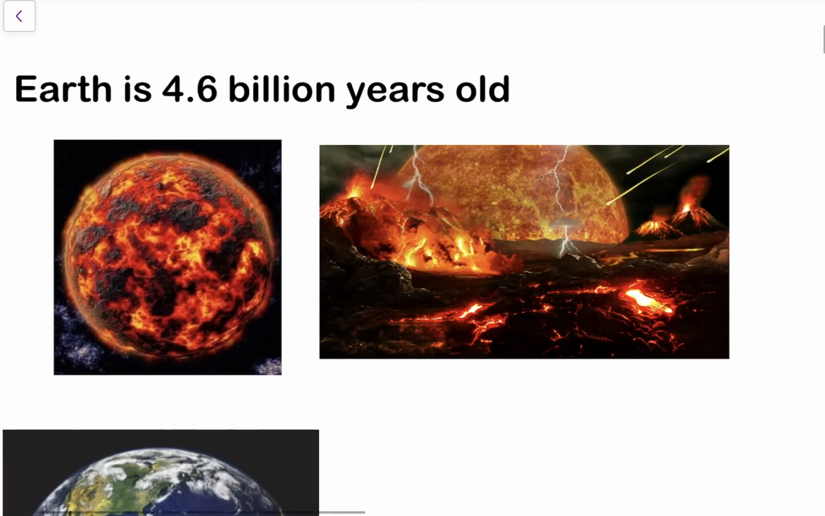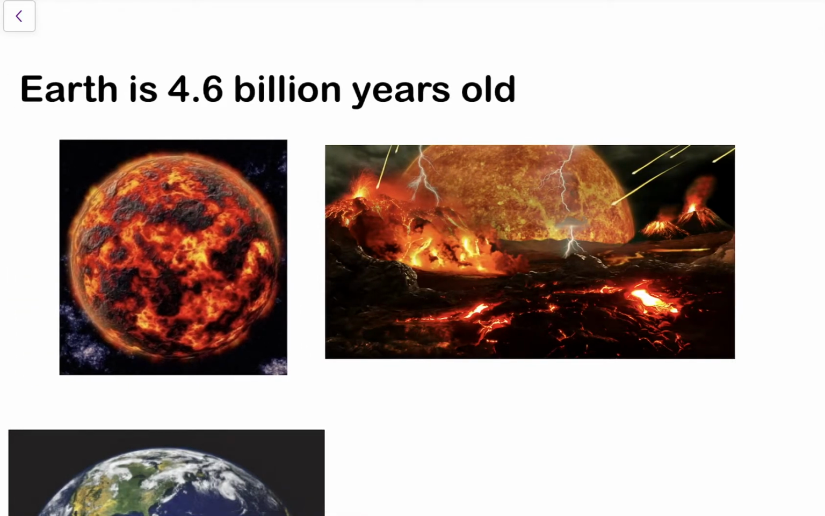So one thing that we know about Earth's history is the age of the Earth. The Earth is 4.6 billion years old. Okay, so in these pictures, we can see what scientists think the Earth looked like billions of years ago, 4 billion years ago. Scientists have been able to create these images that kind of recreate or provide a picture of what the Earth might have looked like.